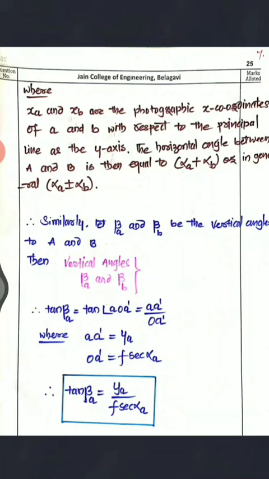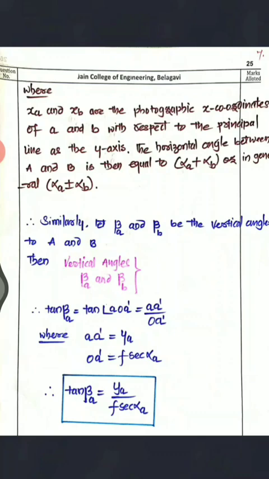The horizontal angle between A and B is then equal to alpha A plus alpha B. The total angle is alpha A plus alpha B, or in general you can write alpha A plus or minus alpha B. Similarly, to get the vertical angles, let beta A and beta B be the vertical angles to A and B.